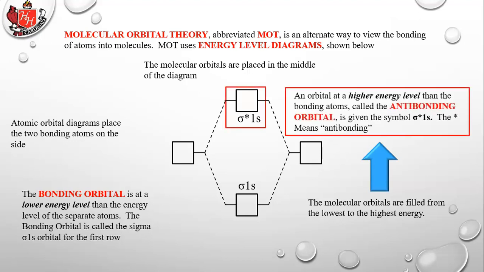An orbital at a higher energy level than the bonding atoms is called the antibonding orbital, and it's given the symbol sigma star 1s for the first row. The asterisk, or star, means antibonding.